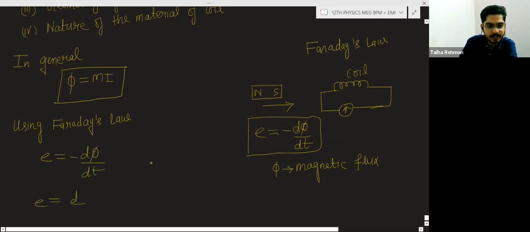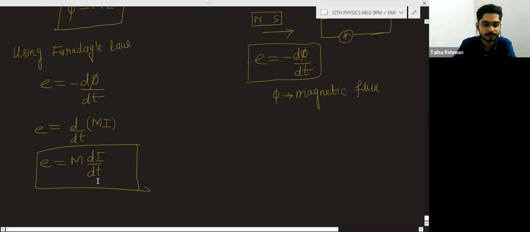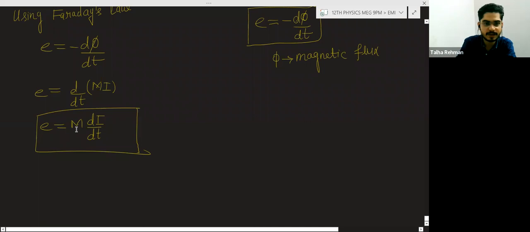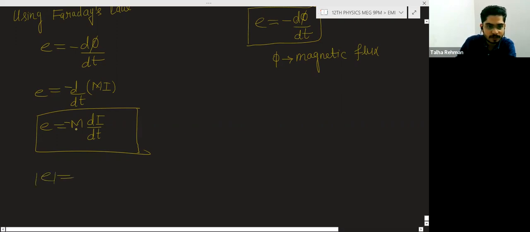This phi I can take from here, phi is M into I. Now this coefficient of mutual induction is constant for a certain condition, so I can take it out of the differentiation. So d phi by dt gives E is equal to M dI by dt. In this form, your EMF can be written. Here there is a minus sign also. If I am only talking about the magnitude, I will remove this minus sign. So mod of E is the magnitude of the EMF.